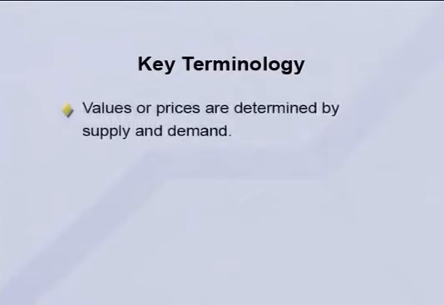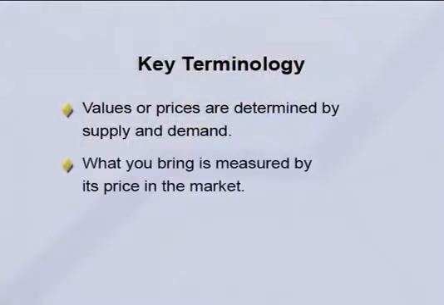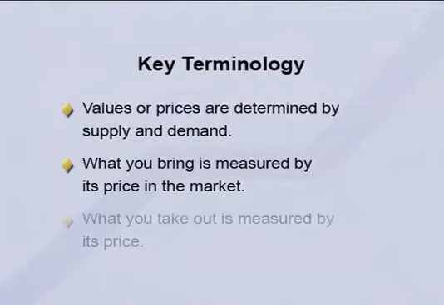Now, if you've had some economics before, you can almost feel the terminology. It's quivering on the tip of your tongue. The values and the prices of what goes in and out of the storehouse are determined by supply and demand. They're determined by what there is that's being provided and what there is people want. What you bring to the storehouse in a market economy is measured by its price in the market. And what you take out is measured by its price. The money that you earn is a price for your labor. What you pay for goods is the price of those goods.